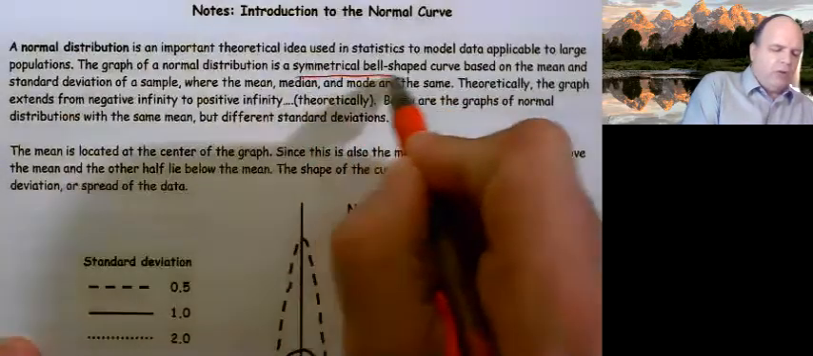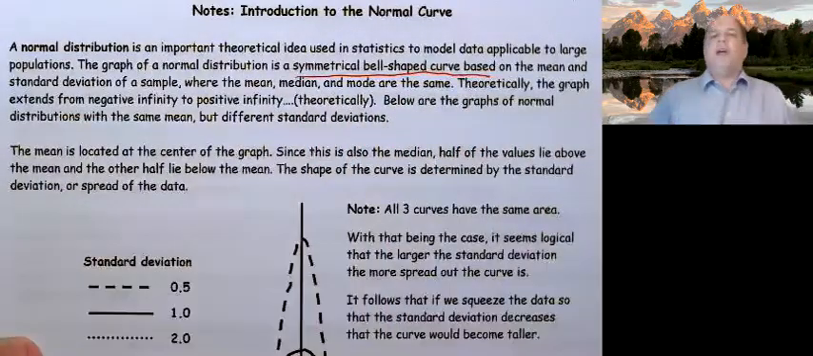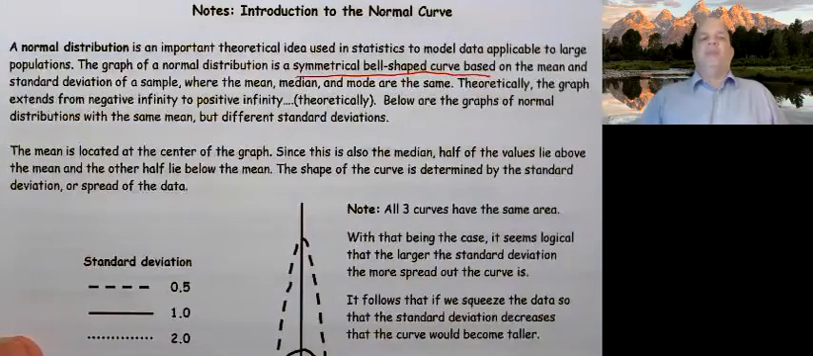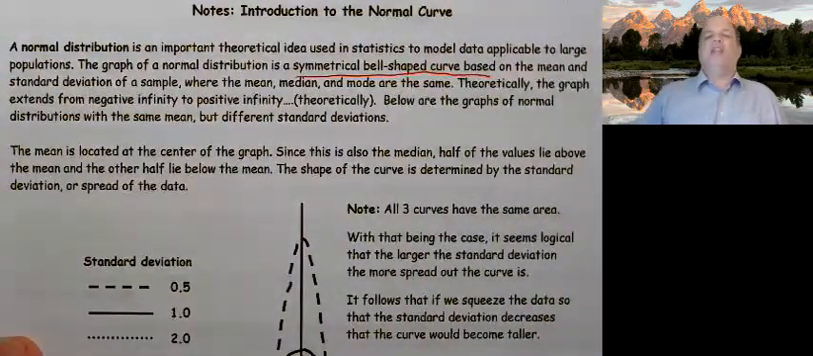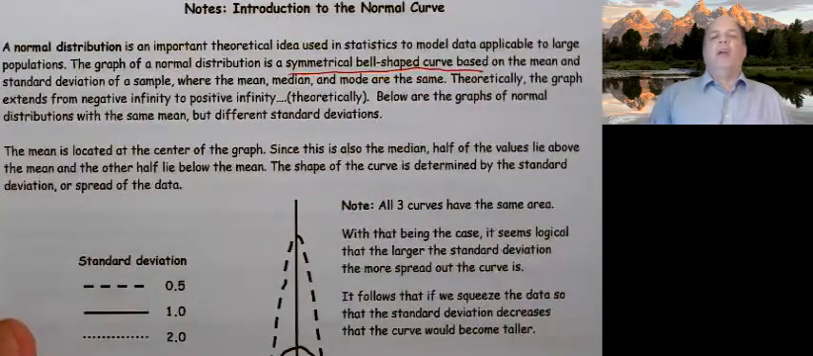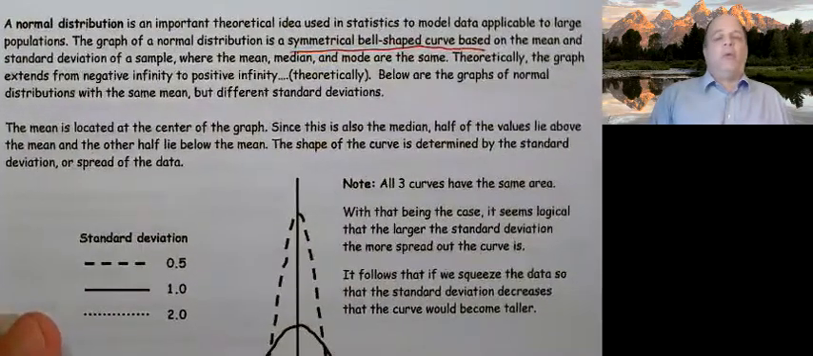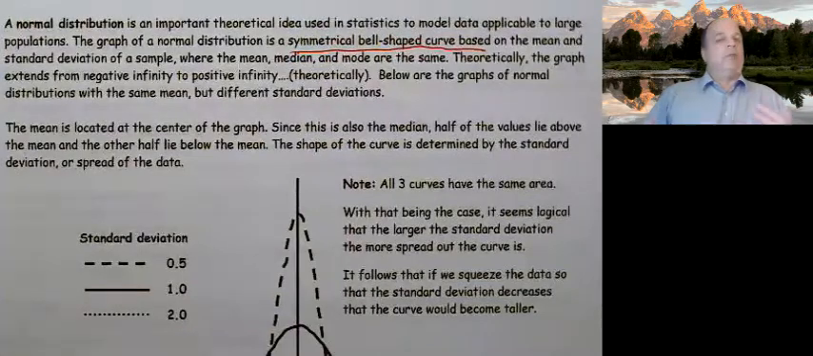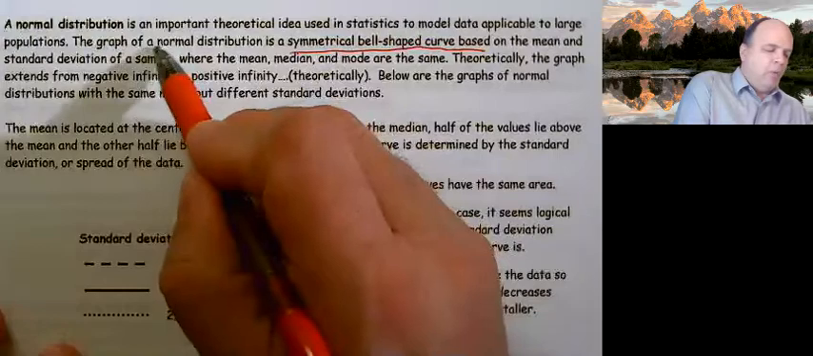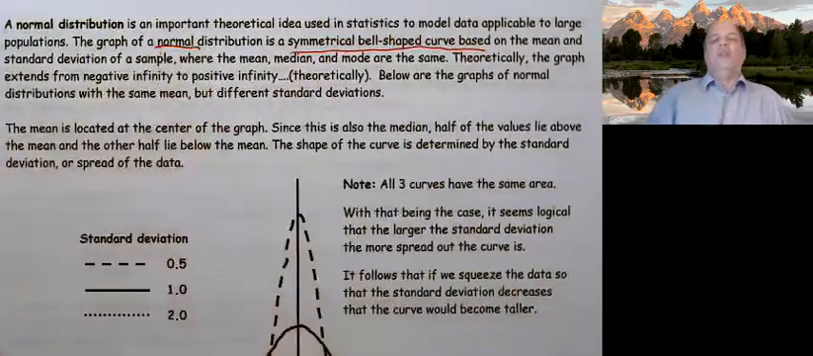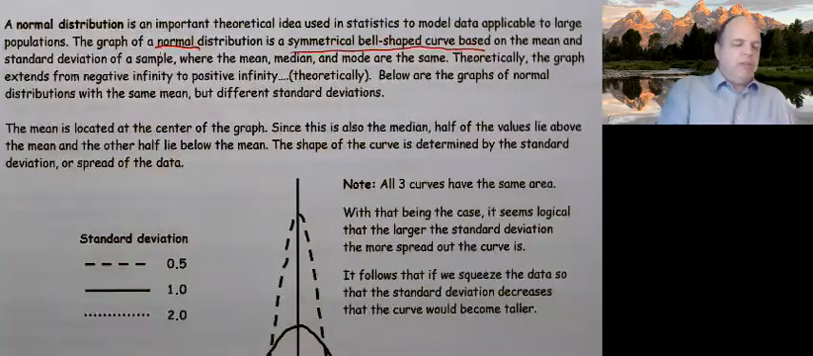Now, I want to caution you. Just because a graph is symmetrical and bell-shaped does not mean that it is normal. Okay, you can have symmetrical and bell-shaped curves, and they're not normal. So you have to look for the word normal in the equation or in the problem stem. We will almost always let you know that it's normal, at least for the time being, or at least for this semester. They're normal based on a particular mean and standard deviation.